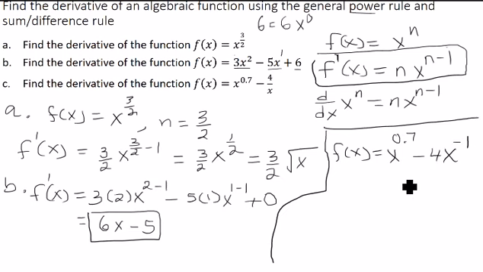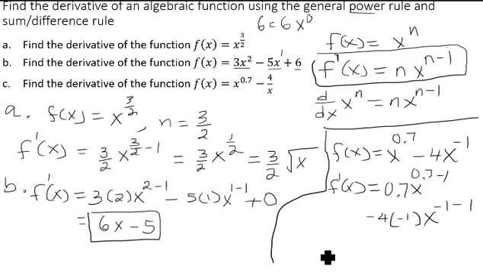So now I'm going to apply the power rule, which is up there. So it's going to be f prime of x, and as part of the power rule I have to move the powers out in front. So 0.7 x to the power 0.7 minus 1 minus 4 times -1 x to the power -1 minus 1. So if we simplify these numbers, we get 0.7 x to the power 0.7 minus 1 is a -0.3, minus 4 times -1 is a plus 4, and x to the power -1 minus 1 is a -2.